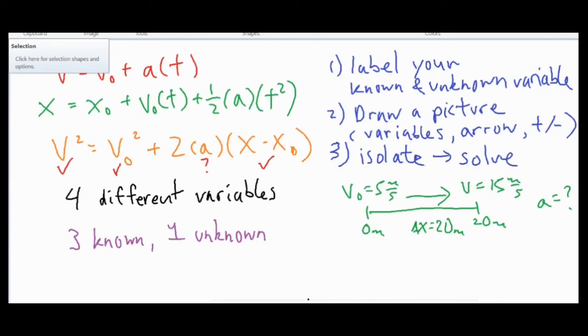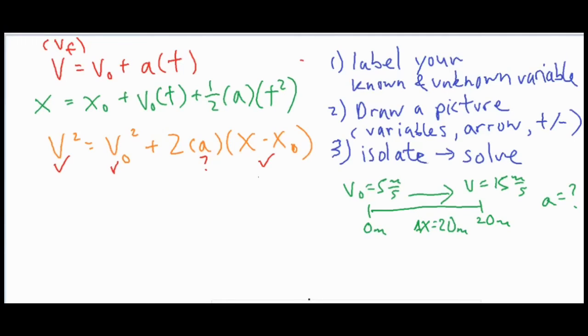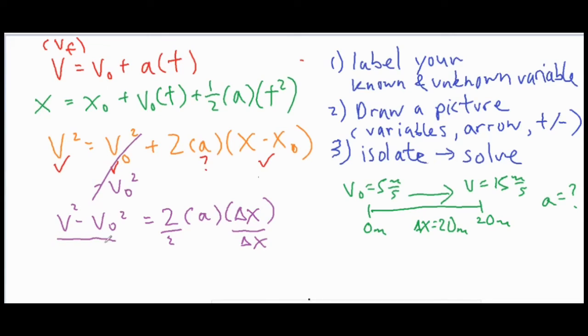Now, if I were to solve for that, I could go ahead and clear myself a little bit of room. What I would do is subtract V naught squared from both sides, and then I have V squared minus V naught squared equals 2a, and then I'll condense the x minus x naught to delta x. Then I can divide both sides by 2 and by delta x. Okay, and then my a would equal V squared minus V naught squared divided by 2 delta x.